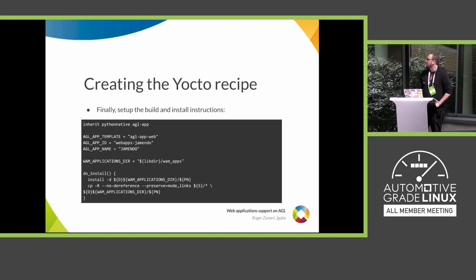And finally, we can set up how the application will be installed. We need to tell it that it's going to use the template for AGL web applications. This is going to make it use the generated systemd files that are used to start this application and point to the correct directory. And on the install here, you can, for example, if you are using other frameworks, call npm install or whatever your web application needs to be built and deployed.